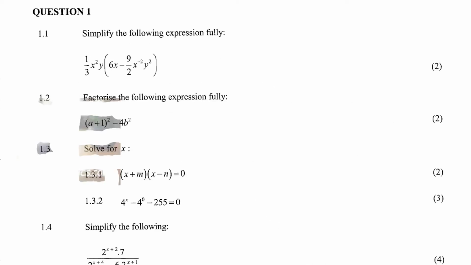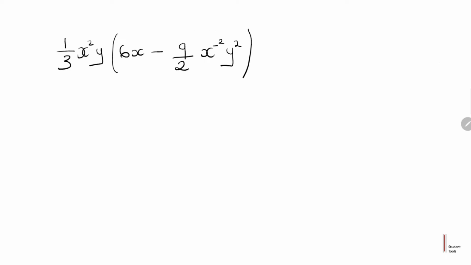All right, question 1, we have 1.1. And 1.1 says we should simplify the following expression fully. So we have this expression, 1 over 3x squared y multiplied by (6x minus 9 over 2x to the power minus 2 y squared). We're given this and we're supposed to simplify fully.